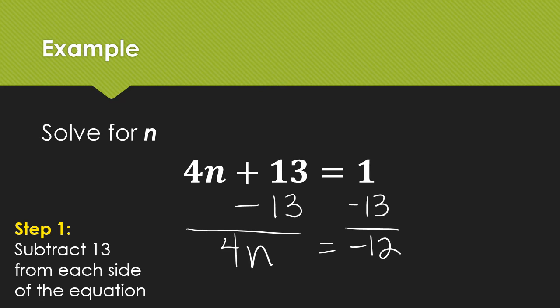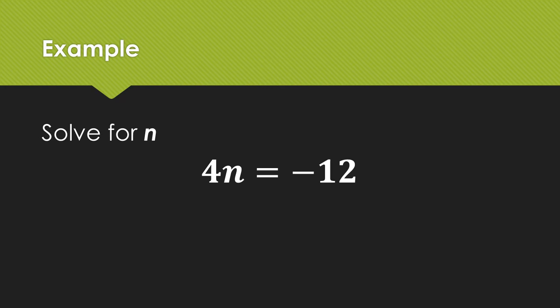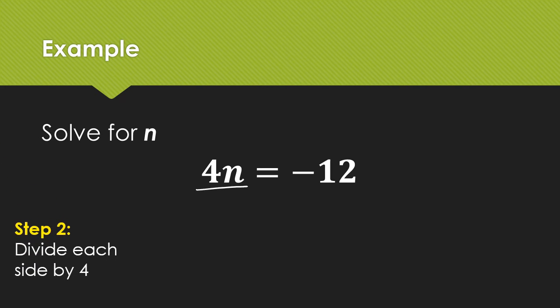Just remember now, we are not finished yet. What we have to do now is our second step, which is, let's divide each side by 4. We're going to divide both sides of our equation by 4. So we're left with n. We bring down our equal sign. And -12 divided by 4: a negative divided by a positive is a negative, and 12 divided by 4 is 3. So we're left with n equals -3.